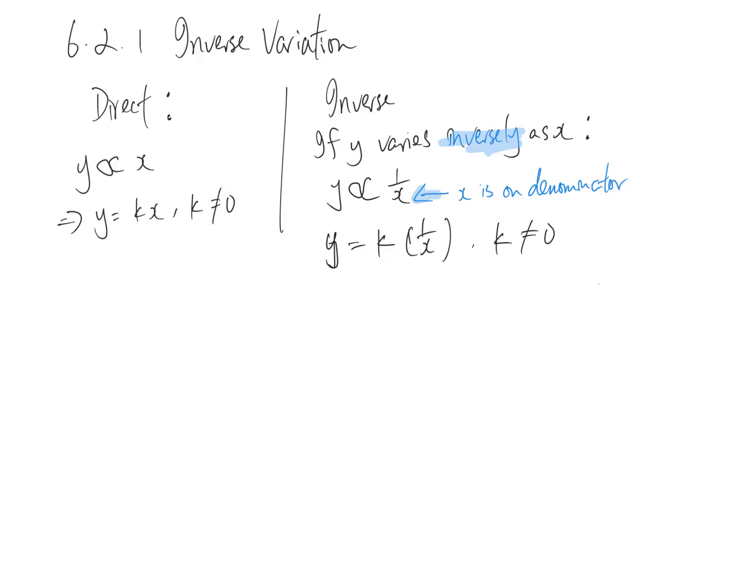But here note that we normally use another expression. We prefer this one, y equals k over x, where k does not equal 0. We prefer this one more than k times 1 over x, because k over x gives us a more direct calculation process. So we prefer to use this one whenever we mention inverse variation. That means y equals k over that unknown.